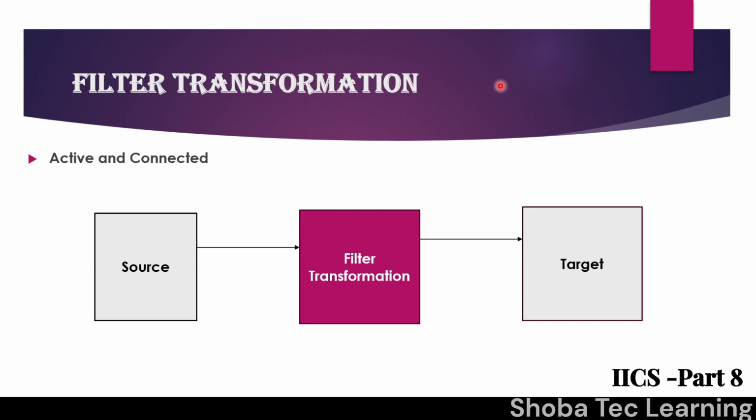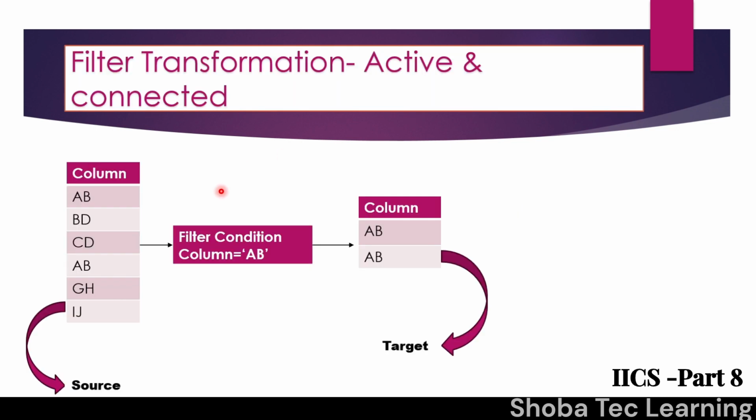Today we are going to see the filter transformation. It is an active, connected transformation. And we know what is meant by active: if I apply any logic that changes the number of rows passed to the downstream transformations or the target, that is called an active transformation. And this filter is always connected.